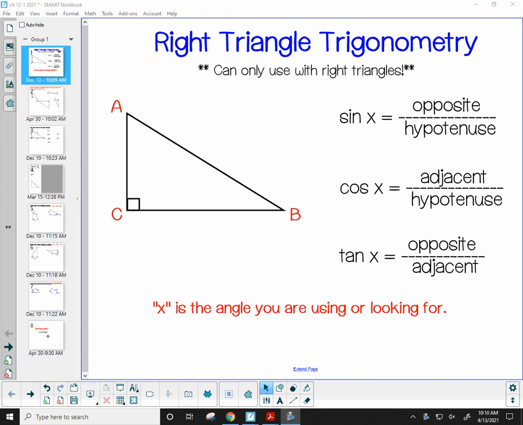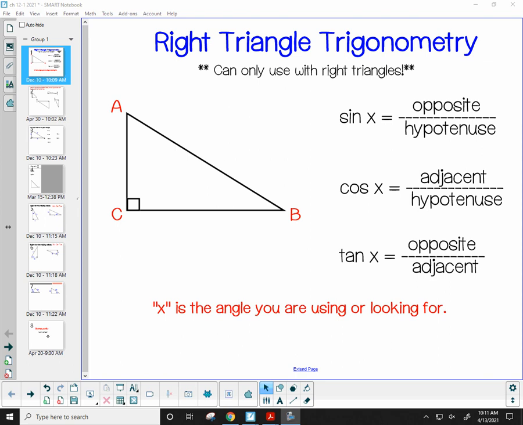Today what we're going to do is start our study of trigonometry. Trigonometry just means the study of triangles. So we're going to study specifically right triangle trigonometry for now. After the exam, we're going to do other kinds of trigonometry, but we're starting with what's called right triangle trigonometry.